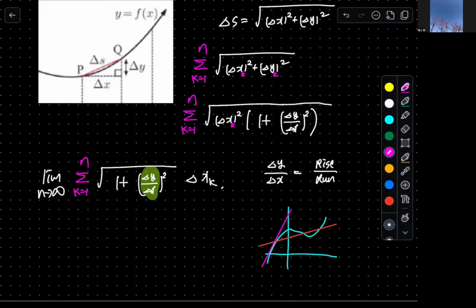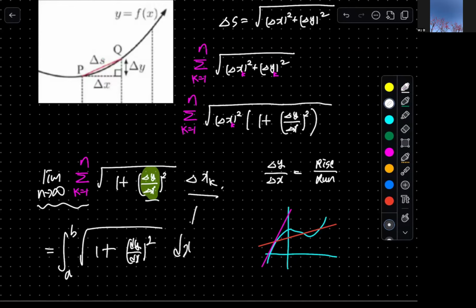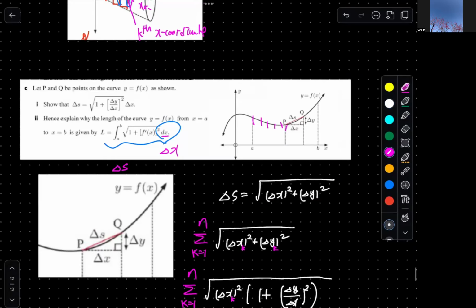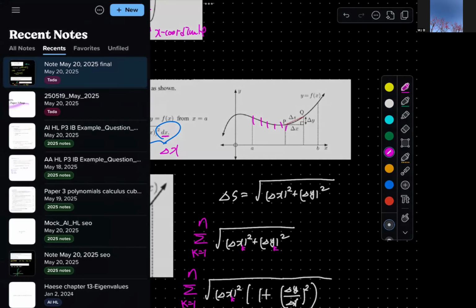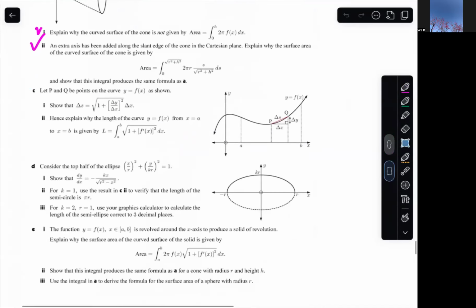So what I'm saying here is this infinite series will be replacing the integral symbol from a to b, square root of 1 plus, and this delta y over delta x, which is rise over run, will be replaced by the derivative, because that will be the gradient of a tangent. So we're going to do dy over dx, perfect square, dx, and that is the formula for the arc length in this case. So C1, C2 is the derivation of such a problem. So we got part C correct too. All right, very good.